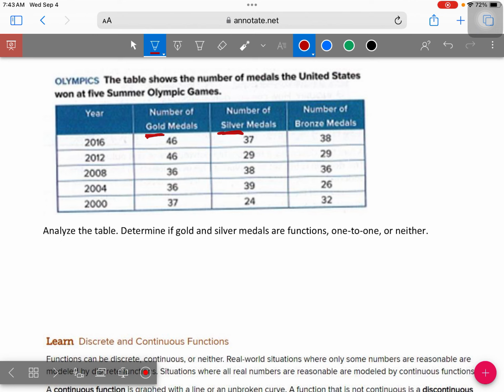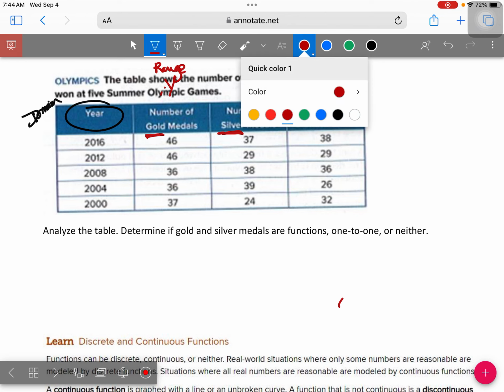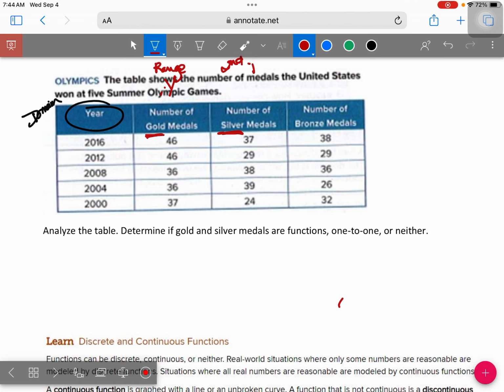Any ideas? The year, yes. So these years are going to be your domain, okay? And then this is going to be your first Y value, your range. And then this is a second range. So you have to look at them separately, okay? While I am taking care of this, see if you can figure out, is it 1-to-1?